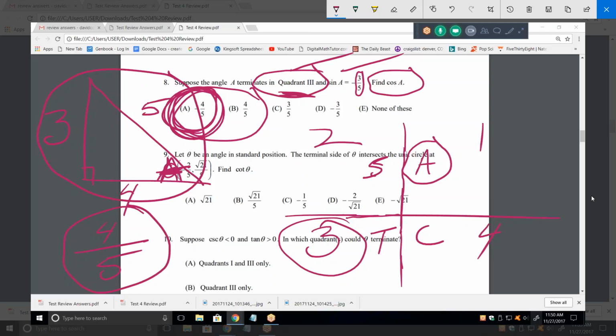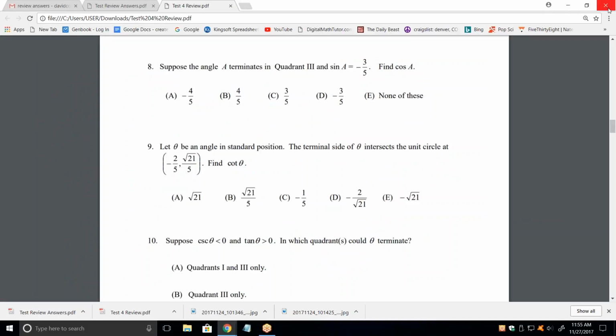The secret to trig is figuring out what to memorize and what not to memorize. You do not need to memorize everything. You only need to memorize enough such that you can figure out everything else. All right, let's see if we can do one more maybe here.